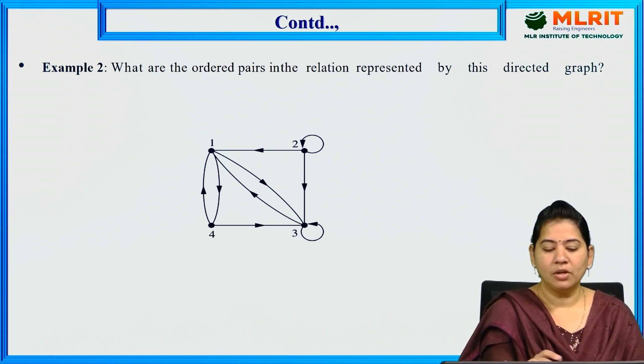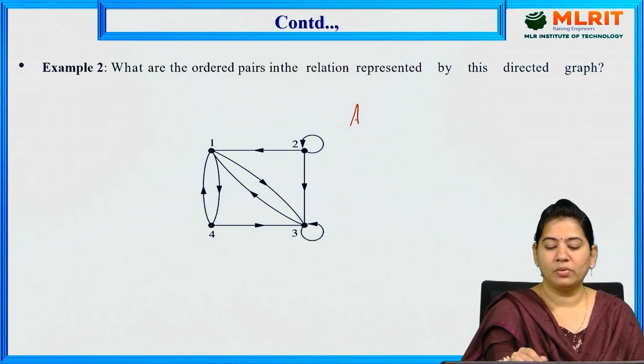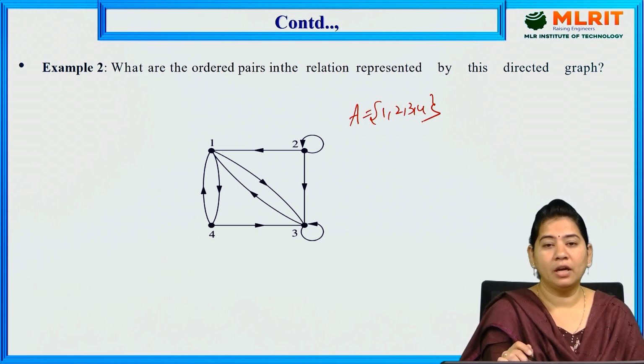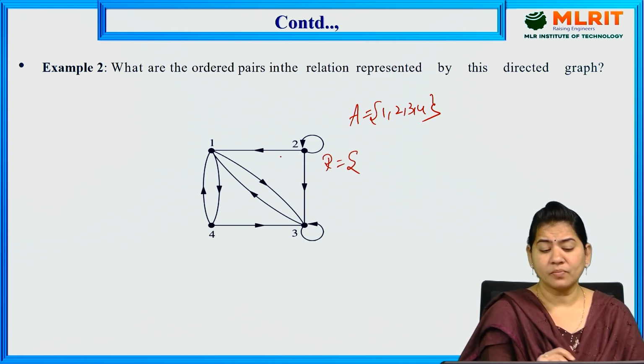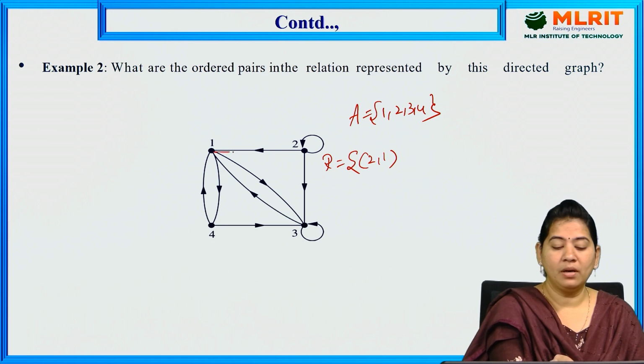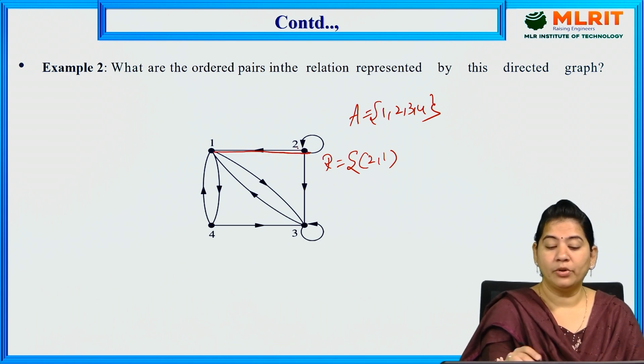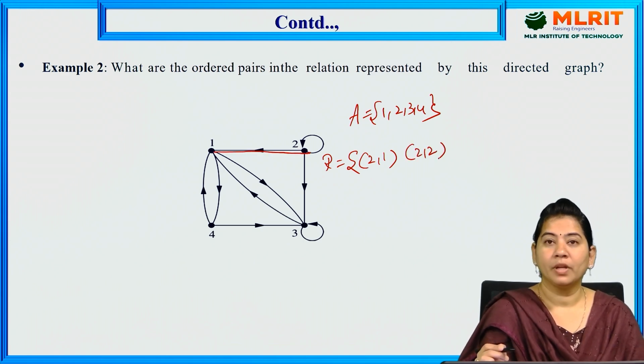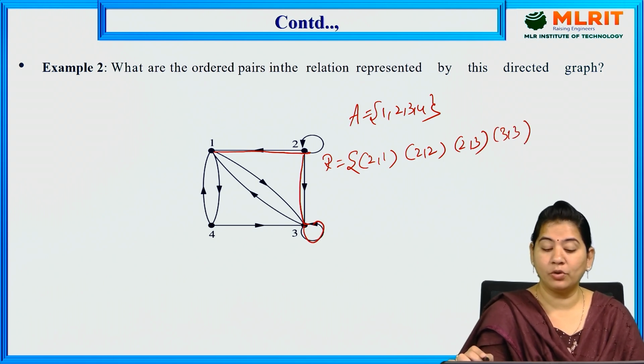If you observe, how many vertices are there in total? 4. So set A is equal to 1, 2, 3, 4. Now what relations will you get here? From this, 1, 2 we have, but here the arrow is pointing towards 1, so you can write it as 2, comma 1. Now 2, 2 is also there, a self loop. And 2 to 3 is also there, so 2, comma 3. And there is also a self loop, you can write it as 3, comma 3.